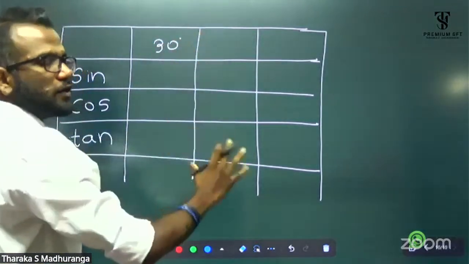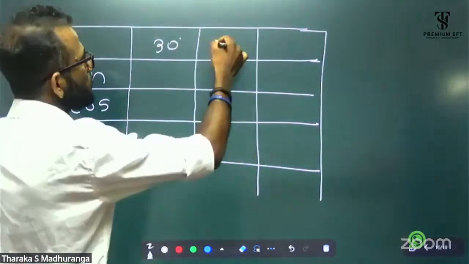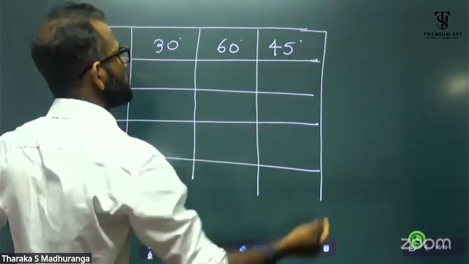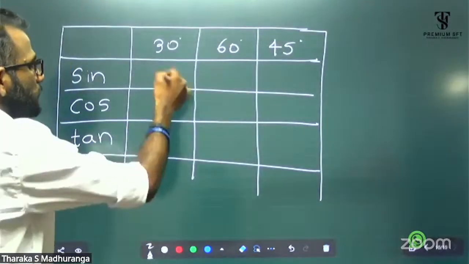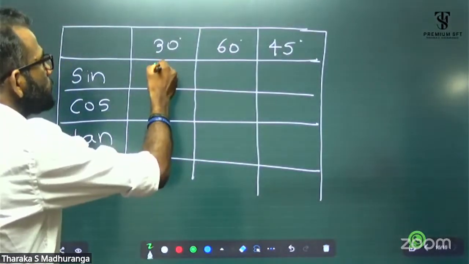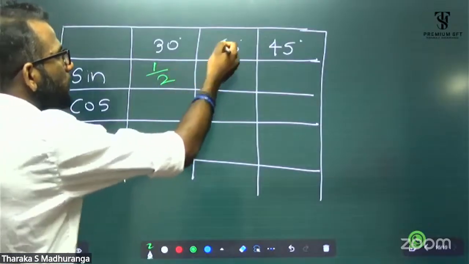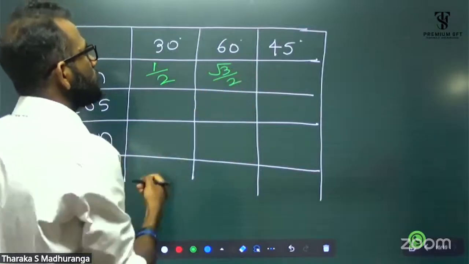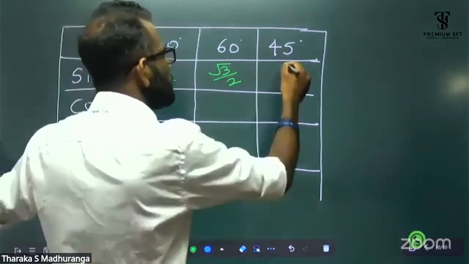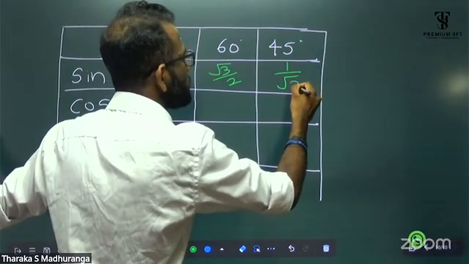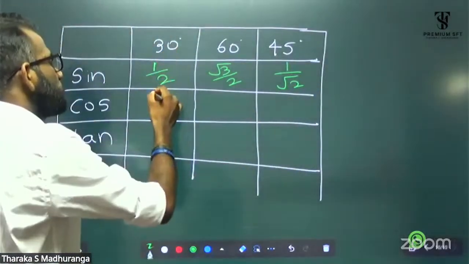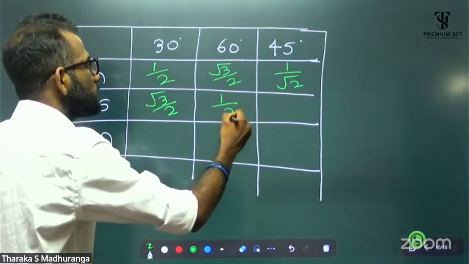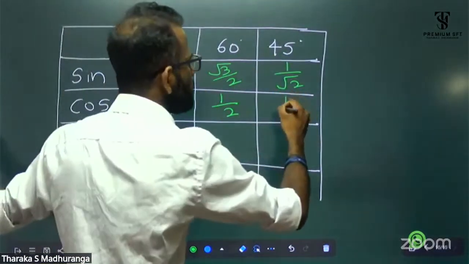They are common trigonometric ratio values. Sine 30, sine 60, sine 45. Sine 30 is half. Always sine 30 equals half. Sine 60 is root 3 over 2. Sine 45 is 1 over root 2. Cos 30 is root 3 over 2. Cos 60 is half. Cos 45 is 1 over root 2.